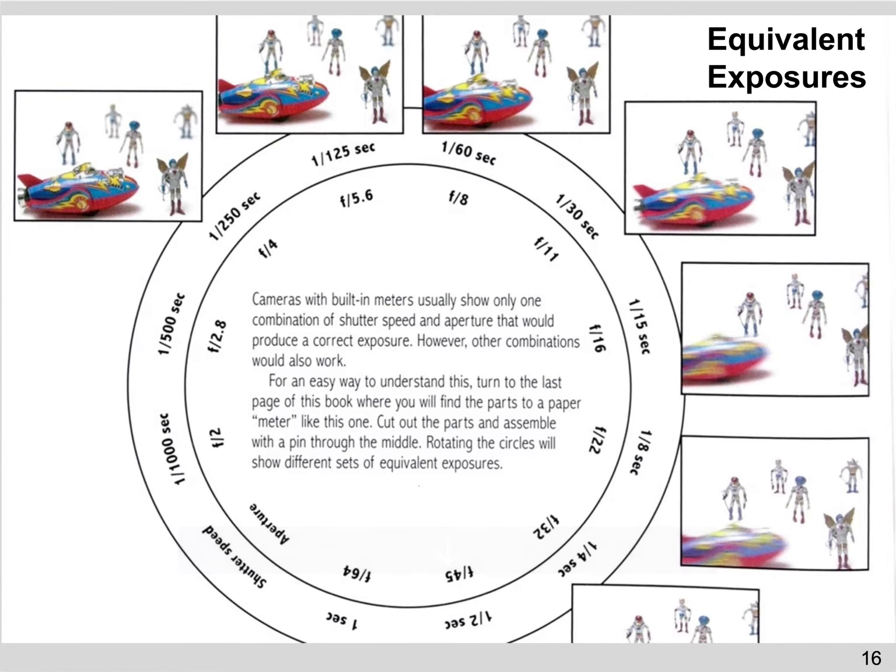So here's another example of equivalent exposures. The car is actually moving. It's a wind-up car and it's moving. At 1/250th of a second, we have that stop action look. But the people in the background at f4 are blurred out with shallow depth of field. Now as we get to 1/8 of a second, the car is blurry, but we have more depth of field at f22, so we have more foreground, middle ground, and background in focus.